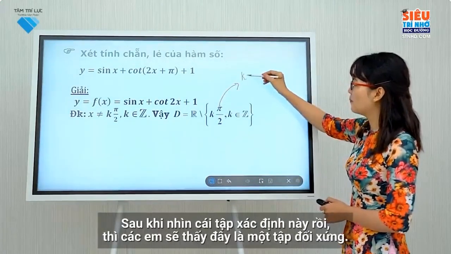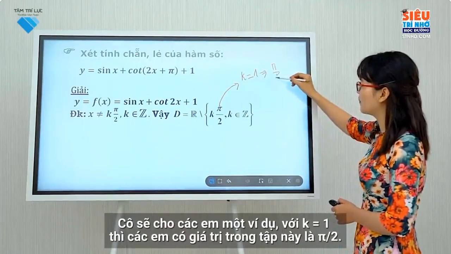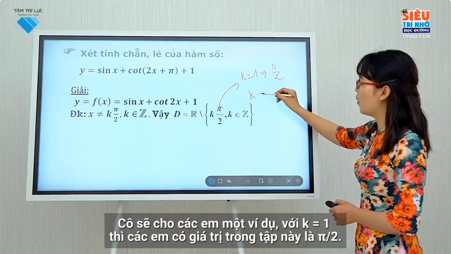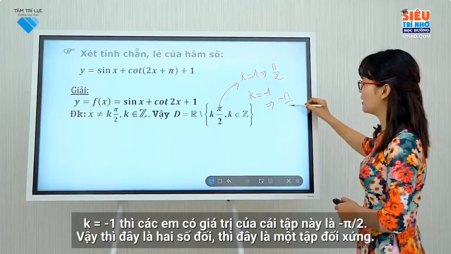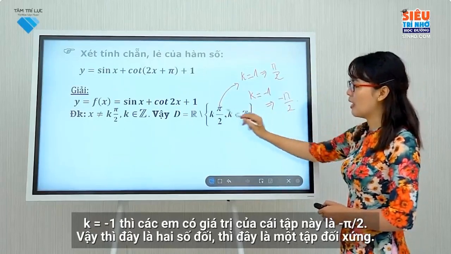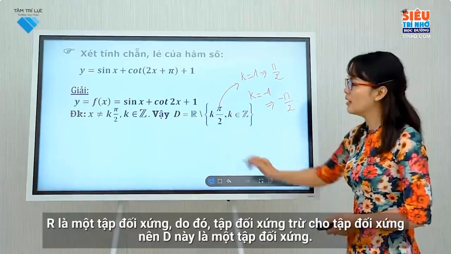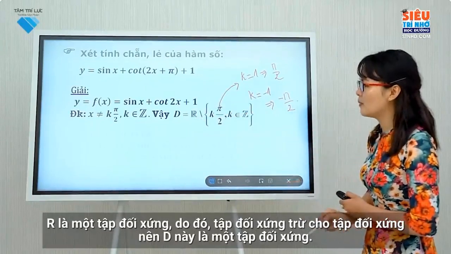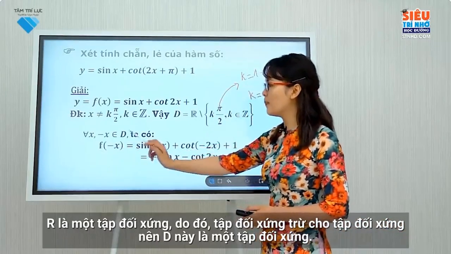From this domain, you can see that this is a symmetric set. I will give you an example. When k equals 1, this value in the set is pi over 2. When k equals negative 1, the value is negative pi over 2. These are the two opposite numbers, so this is a symmetric set. R is a symmetric set. We have a symmetric set minus a symmetric set. So D is a symmetric set.